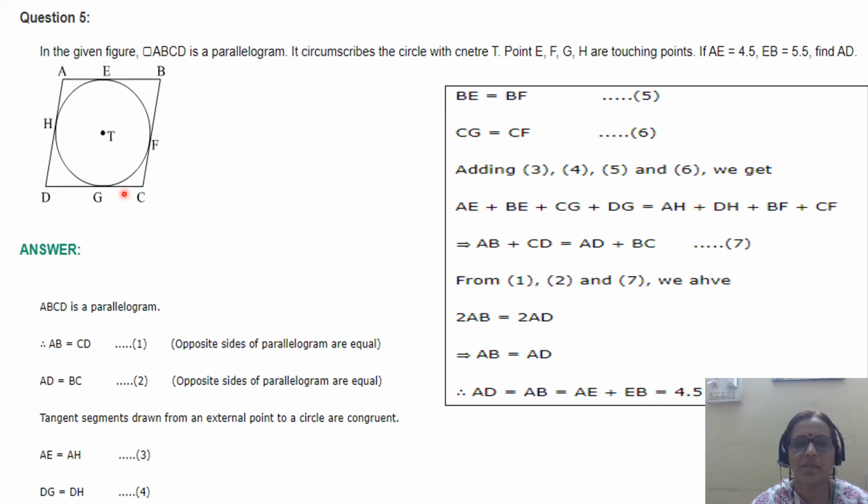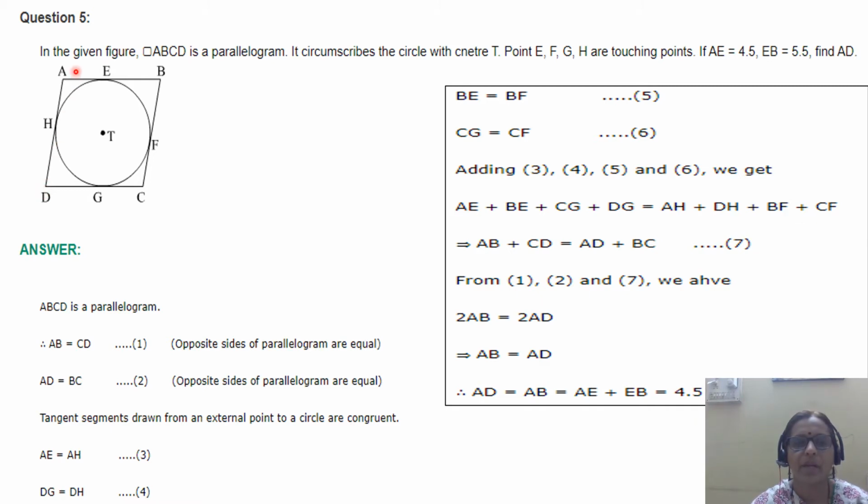Add all these equations. You have AE plus EB plus CG plus DG is equal to AH plus HD plus BF plus FC, which means AB plus CD is equal to AD plus BC. So twice AB is equal to twice AD. So AB is equal to AD.